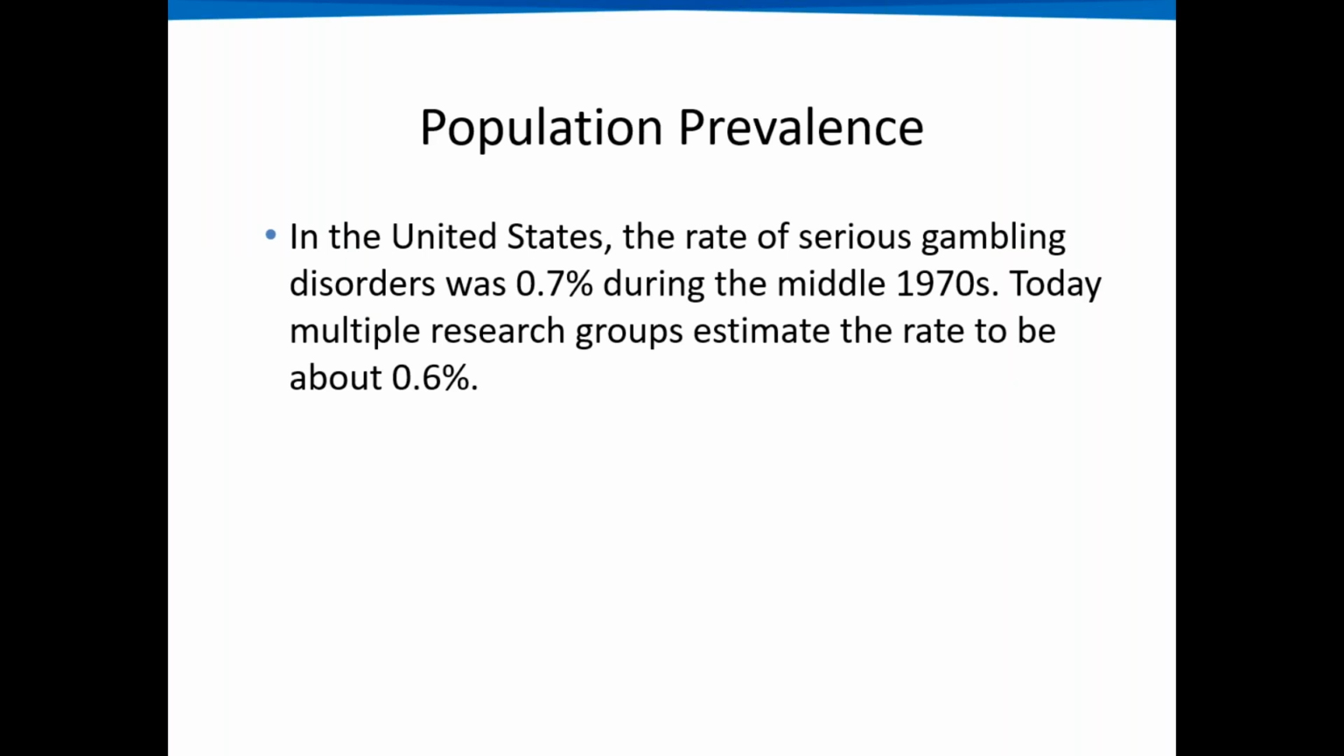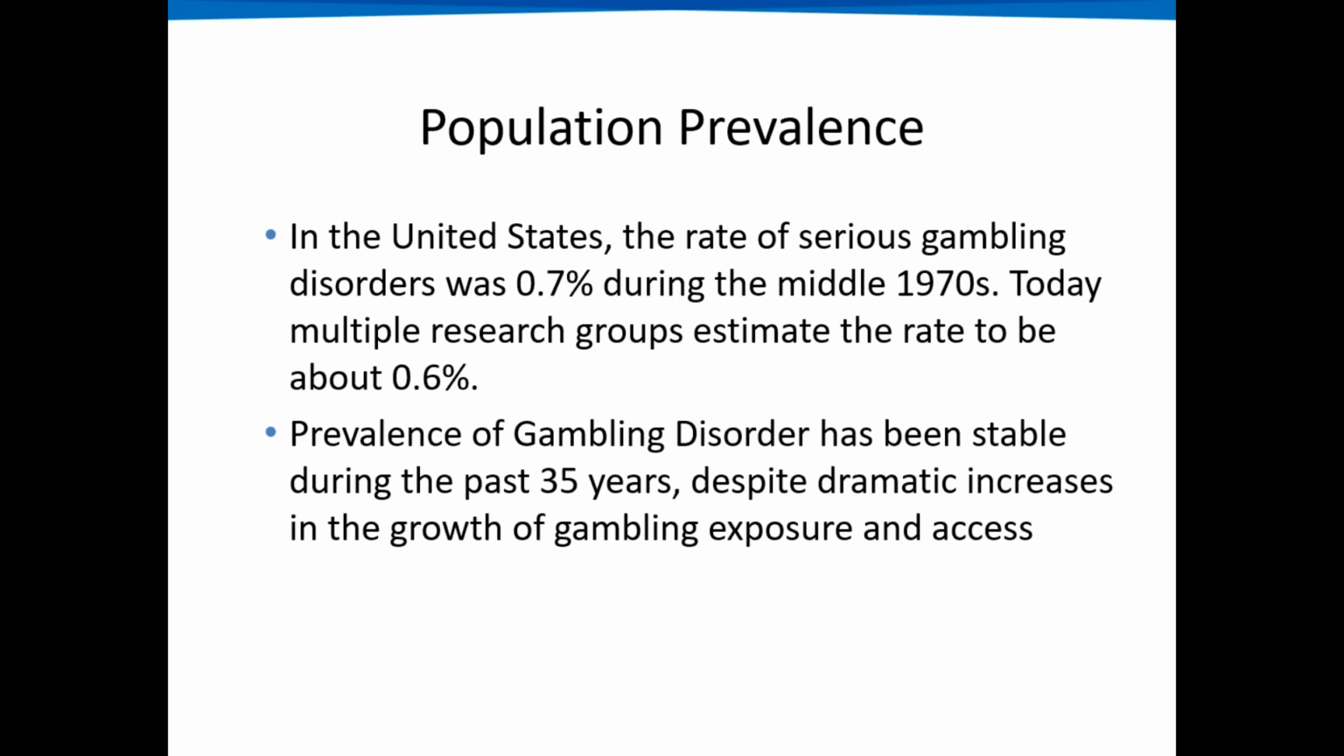In the United States, the rate of serious gambling disorders was 0.7% during the middle 1970s. Today, multiple research groups estimate the rate to be about 0.6%. So the prevalence of gambling disorder has been stable during the past 35 years, despite dramatic increases in the growth of gambling exposure and access.